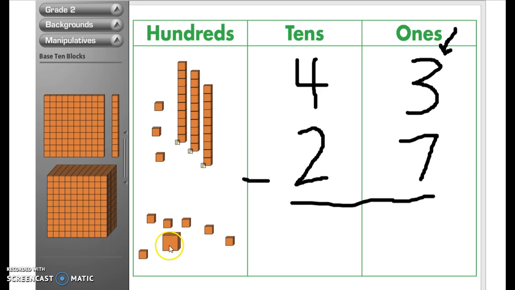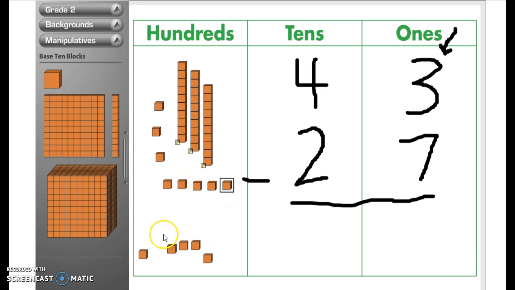6, 7, 8, 9, 10. So here's the 10. So we still have 10, 20, 30, 40, 41, 42, 43. So we still have the same amount of 43. And now we need to take away 27 or subtract 27.